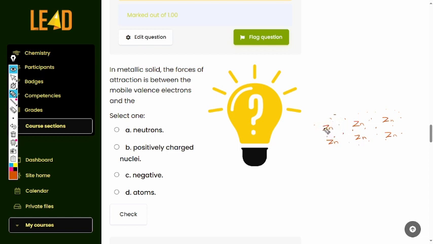Because the structure of an atom is such that in the nucleus we have protons and neutrons, but protons are positively charged, and then outside we have electrons that are negatively charged. So there's an attraction between the negative electrons and the positive protons. So in a metallic compound, the attraction between the electrons and the nucleus or the protons is what keeps this together. So the correct answer would be the positively charged nuclei. Nuclei is just the plural for nucleus. So the positively charged nuclei is attracted to the valence electrons, and that is why you have metallic bonds. So B.